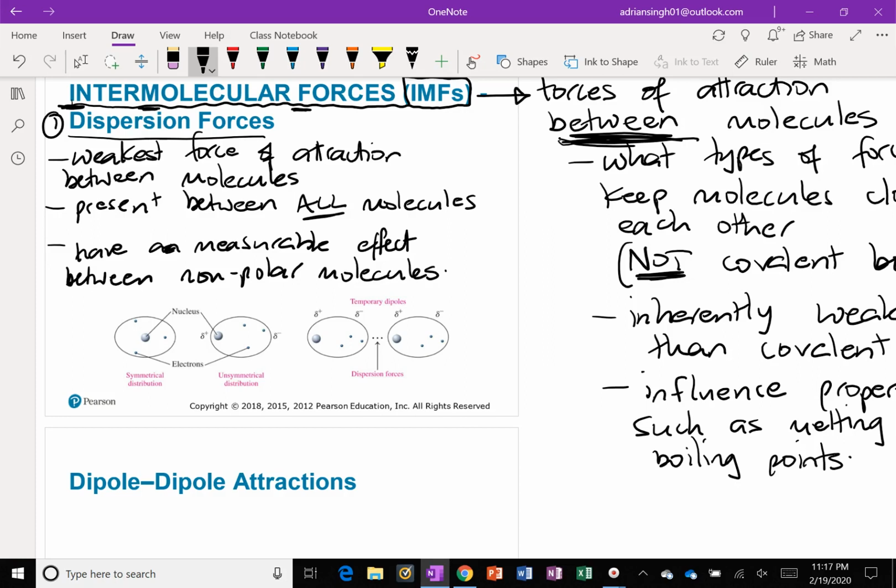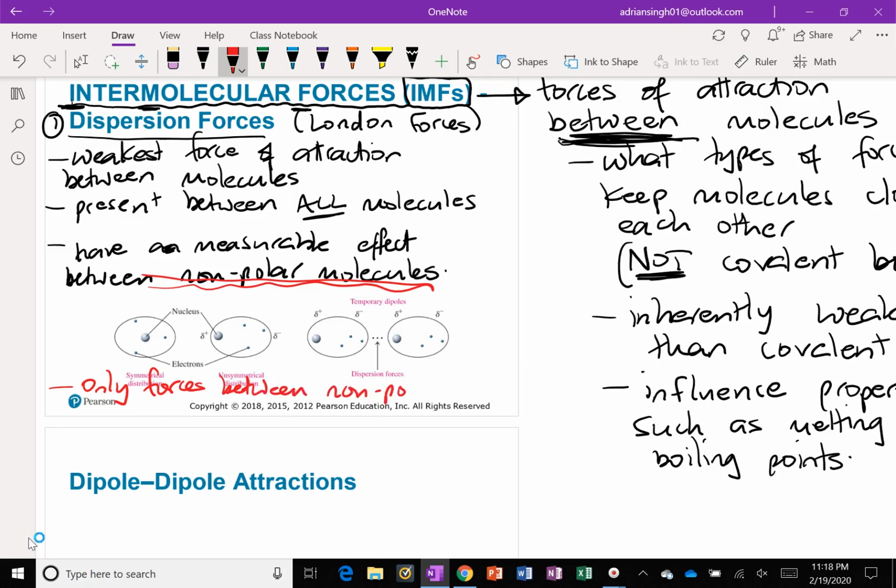So we find these dispersion forces, sometimes called London forces, between everything, but they're especially important between our non-polar molecules. These are the only forces present between non-polar molecules. And the key thing here is they are very, very weak.